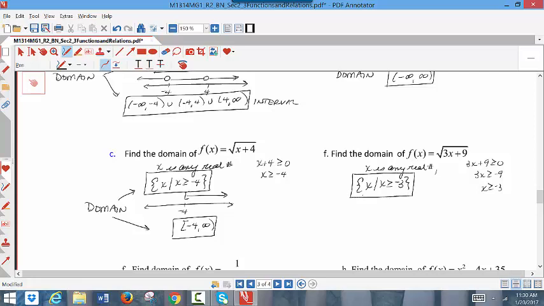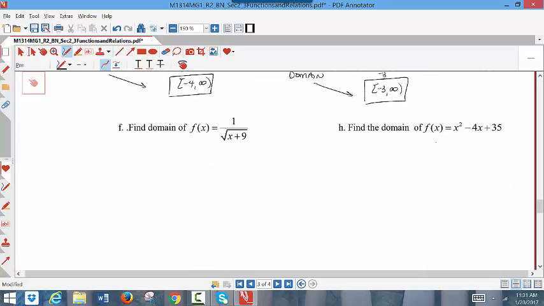Written in interval notation, I will first show it as a graph. It would be from negative 3 to the right. So as an interval, it will be negative 3 to infinity. This is your domain in these square boxes. One is in set notation and one is written as an interval.